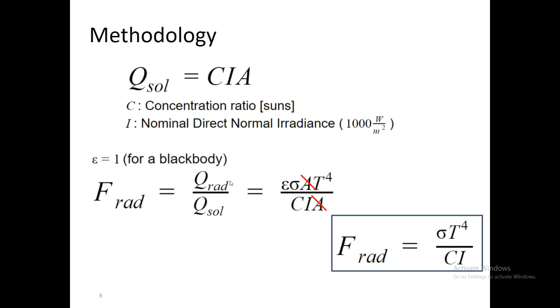The other term that we have is QSOL and it's CIA, where C is the concentration ratio measured in number of suns and I is the nominal direct normal irradiance. For this problem, we're going to assume 1000 watts per meter squared for DNI.